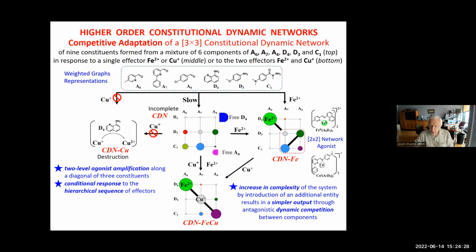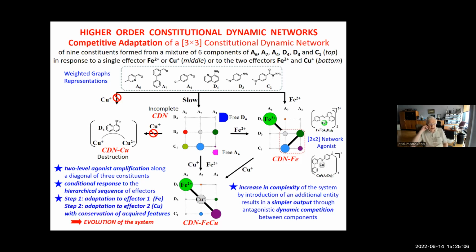There is an increase in complexity when you add one more entity. In other words, as I said, you start with iron in the system, and then you add one more. With iron, you have this thing up here. When you add then copper 1, you get a simpler result, despite the fact that you have increased it by one component. You add one more thing, and the output is cleaner, simpler. So that means increase in complexity can lead to simpler output, which you can call simplexity.